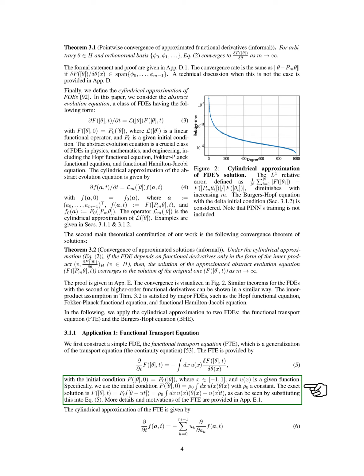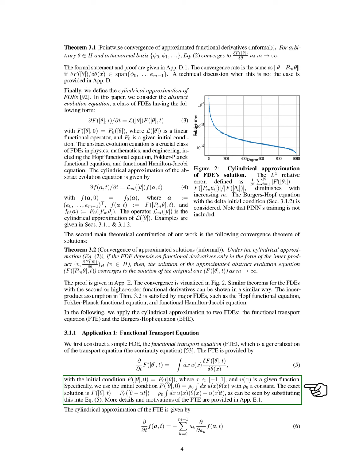The FTE is defined with the initial condition that at time 0, the function f of theta equals f_0 of theta, where theta is within the range from -1 to 1, and u of x is a specified function. Specifically, we set the initial condition as f of theta at time 0 equal to a constant ρ_0 multiplied by the integral of u of x times theta of x. The exact solution for f at time t is given by f_0 of theta minus u times t, which we can derive by substituting into the equation. We provide further details and motivations for the FTE in the appendix.